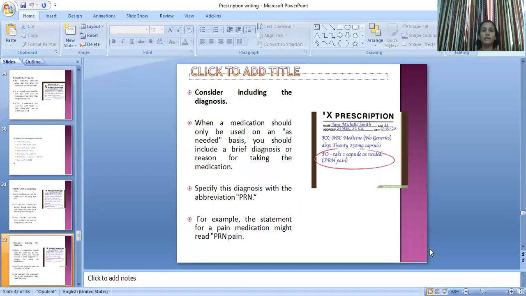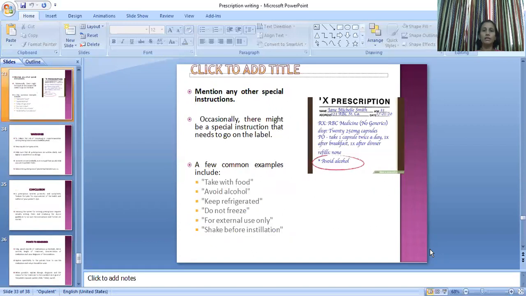And always consider the diagnosis in the prescription. When a medication should only be used on an as-needed basis, you should include a brief diagnosis or the reason why he is taking the medication. And always write the full form of the diagnosis instead of an abbreviation.